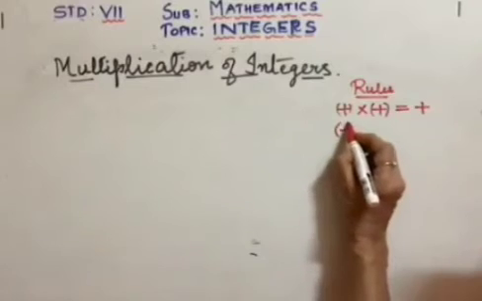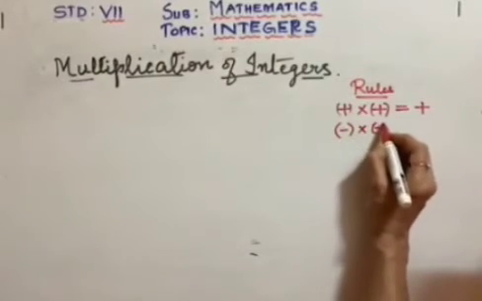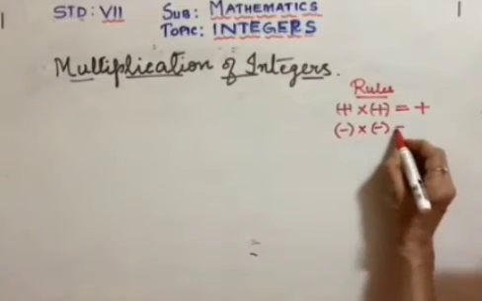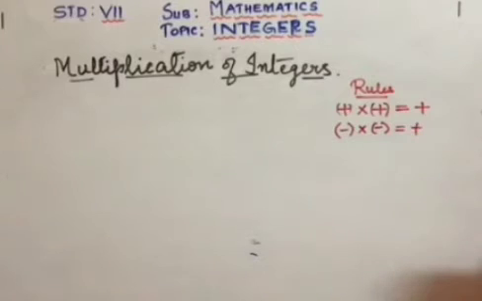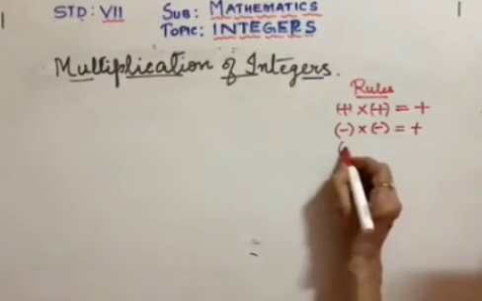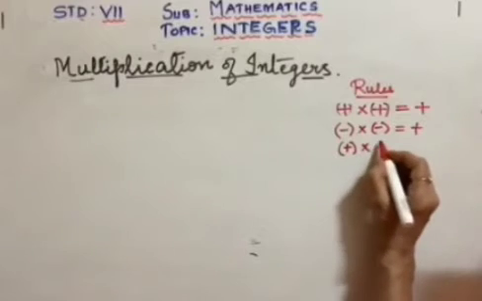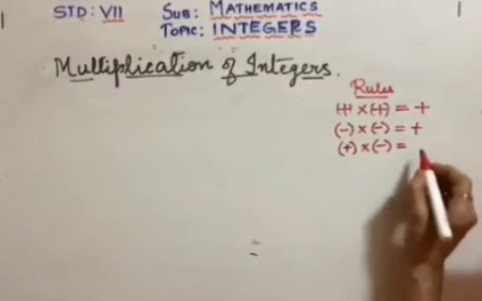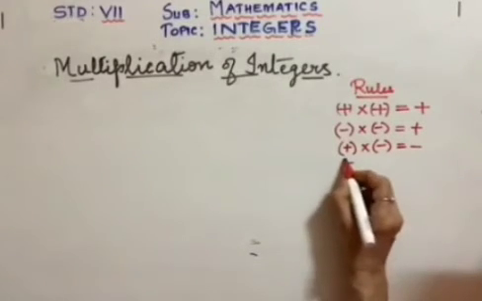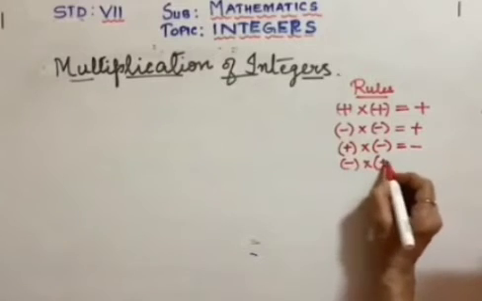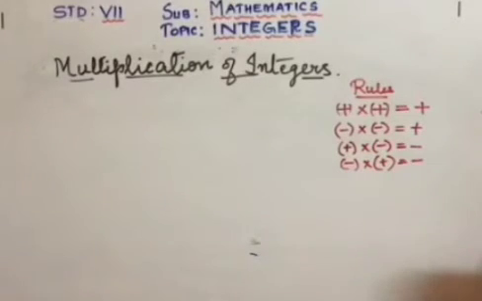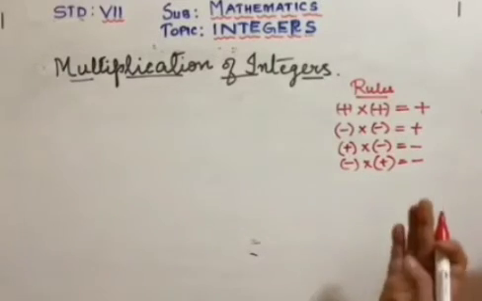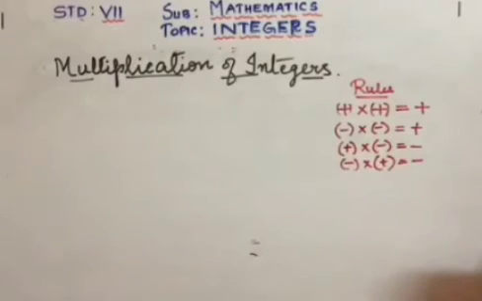Yes, have you started writing? Negative into negative. Minus into minus. What is it? It's plus. Next, plus into minus. Yes, children? It's minus. Minus into plus is again minus. I hope you all remembered these. Okay. Now, how are we going to apply these rules in multiplication? Let's see.